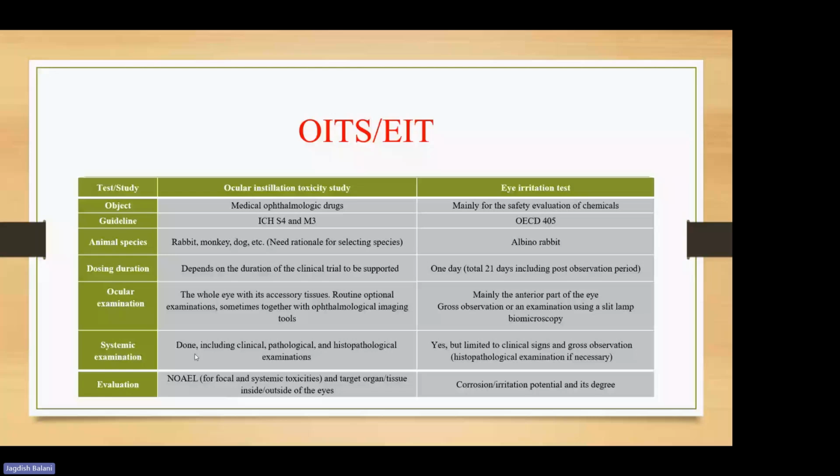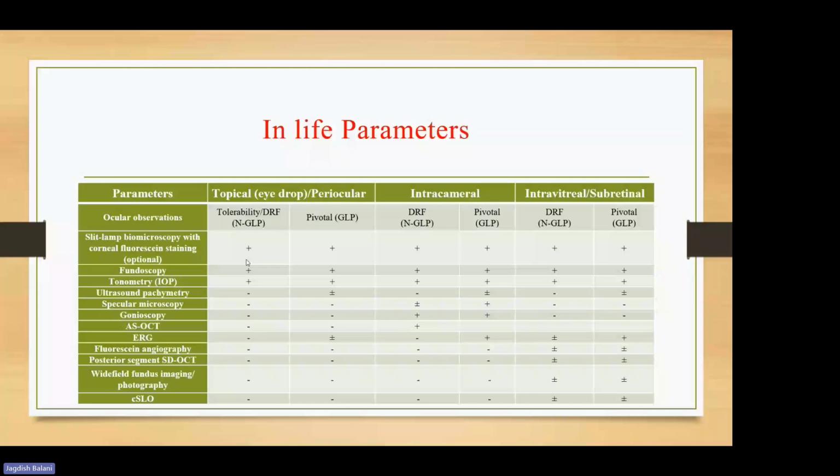What are the in-life parameters you have to include in your study if you are going to perform the ocular instillation study? These are fundoscopy, tonometry. Some are already discussed. It depends on which study you are going to perform, as I said, on your compound, its nature, and the study duration. You can select whether it's a GLP or non-GLP study, and you can select the parameters. So this is a table carrying some of the parameters you can include in your in-life studies of the ocular compound.